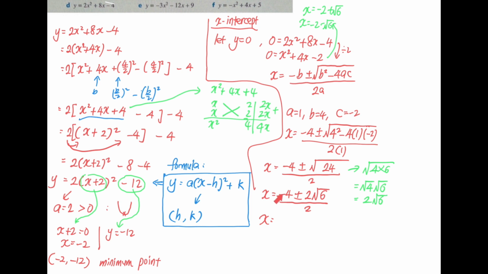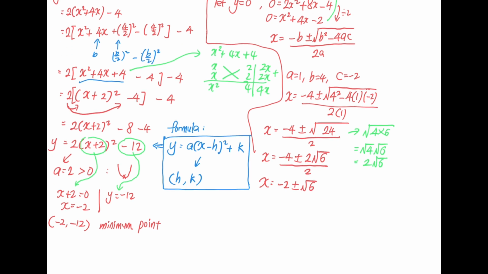So I take negative 4, I take negative 4 divided by 2. Then I take this divided by 2. So negative 4 divided by 2, I get negative 2 plus minus. Then I take this divided by 2, basically the 2 cuts off, so only root 6 remains. So I get this. And these are the x-intercepts. So we have two x-intercepts. The first one is minus 2 plus root 6. The second one is minus 2 minus root 6.